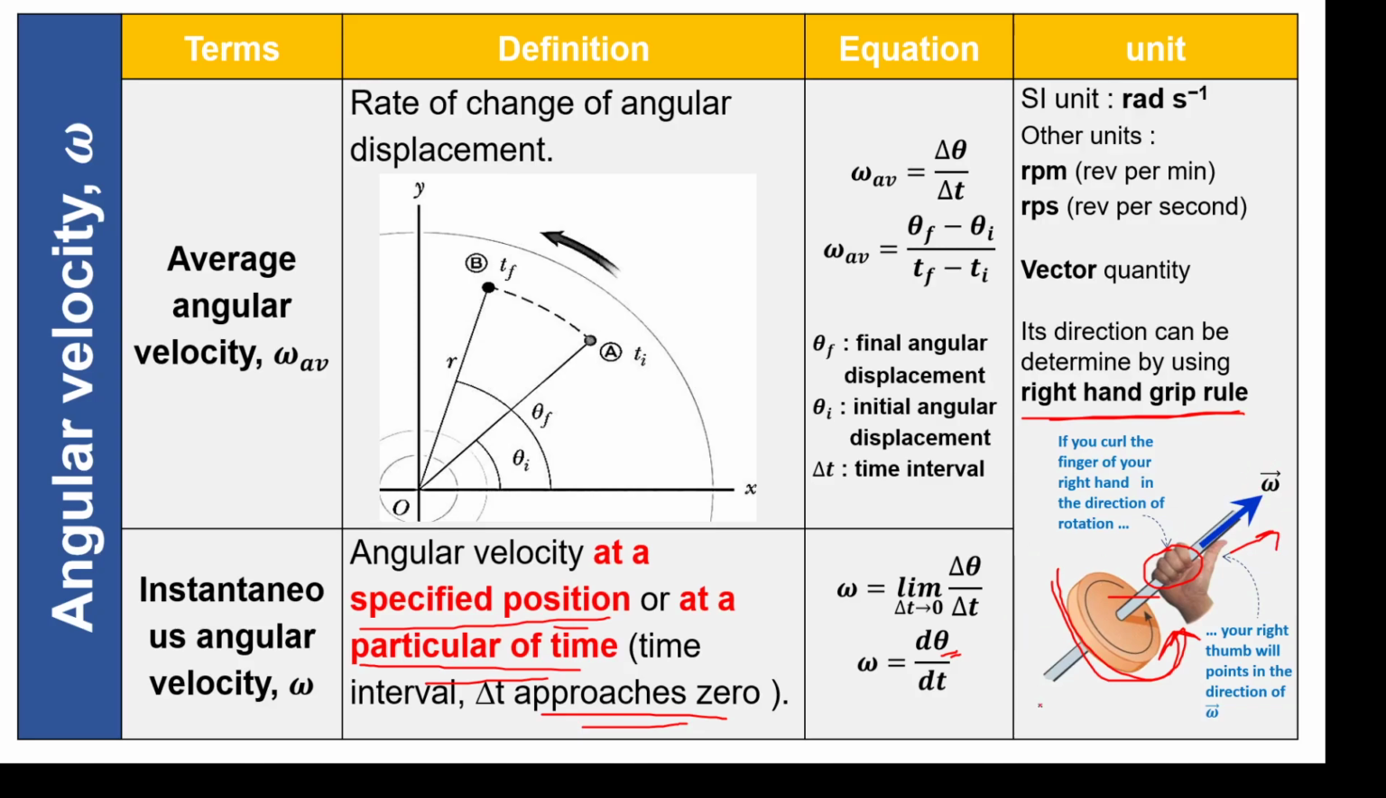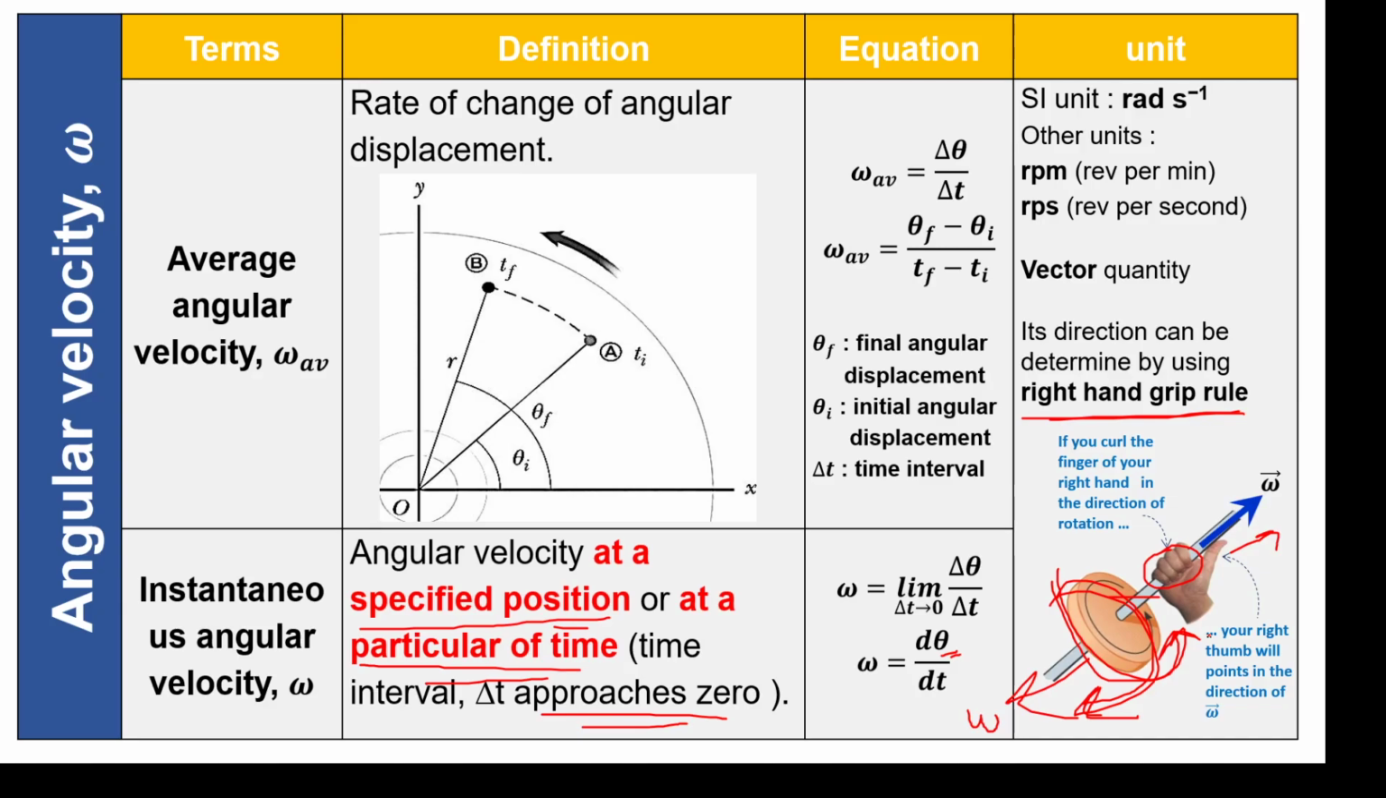But let's say we were doing it in the clockwise direction. If you curl your fingers in the clockwise direction, you should note that your thumb points downwards. So the angular velocity is downwards if it's in the clockwise direction. Okay, so that's all for angular velocity.